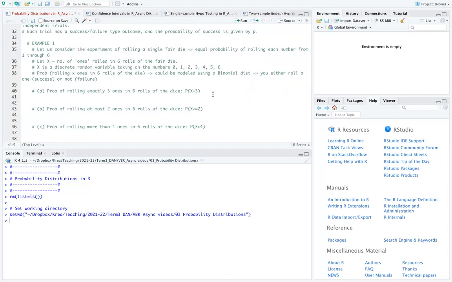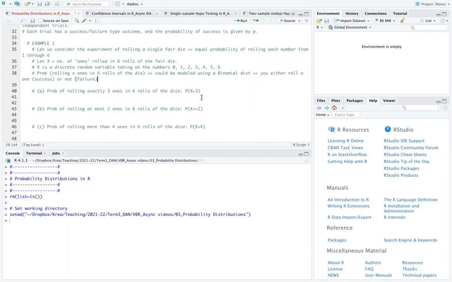So if I look at the number of ones that I could potentially roll in 6 rolls of the die, the random variable could take on all of these values ranging from 0 to 6. And if I'm interested in asking the probability of rolling X ones in 6 rolls of the die, I am essentially describing something which could be very easily captured using the binomial distribution. Rolling a 1 is a success, not rolling a 1 is a failure. So I'm interested in how many ones I'm rolling, how many successes I have in n trials.